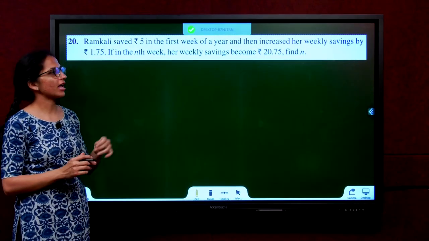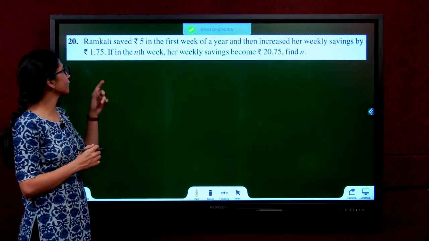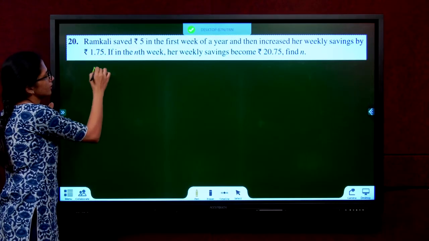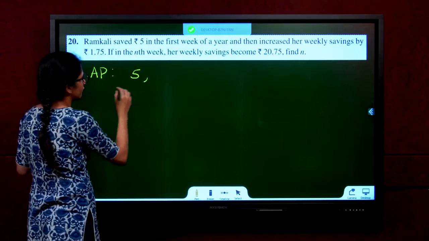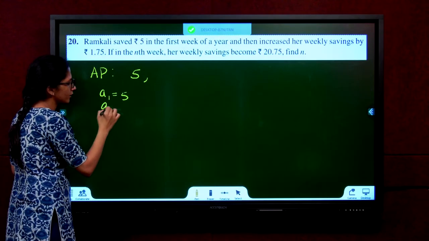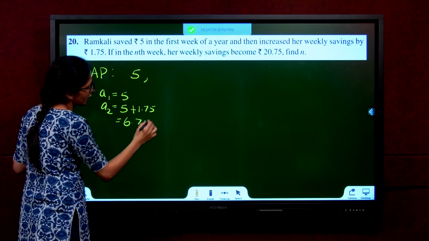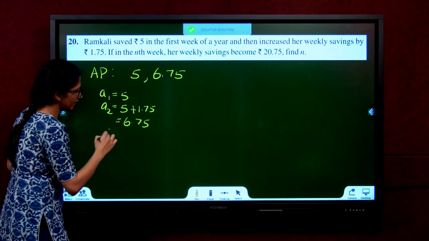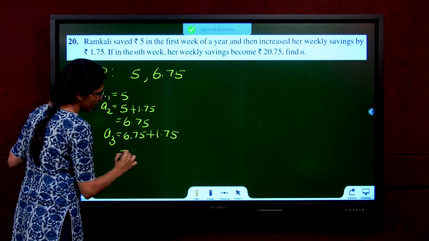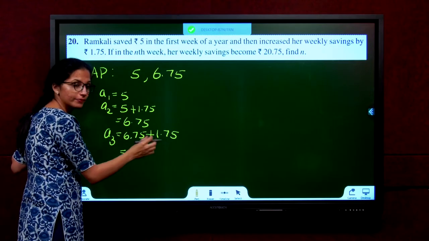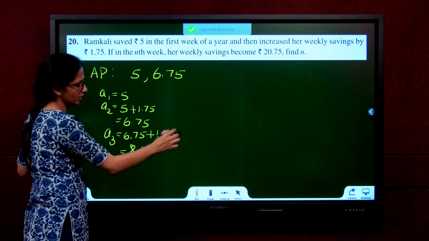Ramkali saved rupees 5 in the first week of a year and then increased her weekly savings by rupees 1.75. Meaning, in the first week she saved rupees 5, second week 5 plus 1.75. Meaning A1 is 5, A2 is 5 plus 1.75, 6.75 in second week. In third week, 6.75 plus 1.75. How much is that? 6 plus 1? 7. 7 plus 0.75. You can do the full addition there, 8.5.